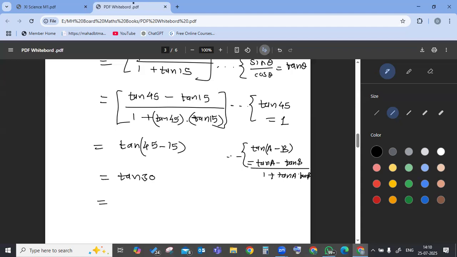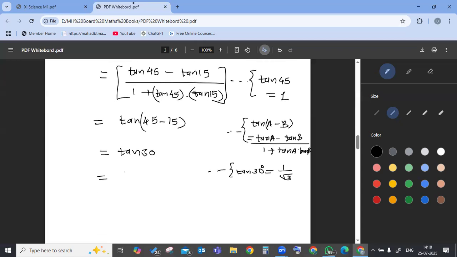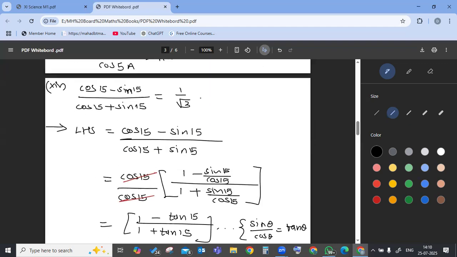But tan 30 is equal to what? Tan 30 degree is equal to what? Tell me this value. 1 upon root 3, which is nothing but RHS. So tan 30 is equal to 1 upon root 3. Okay, so this way we have solved two such questions.